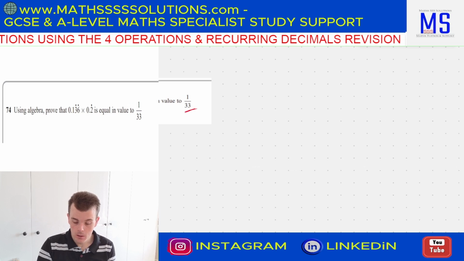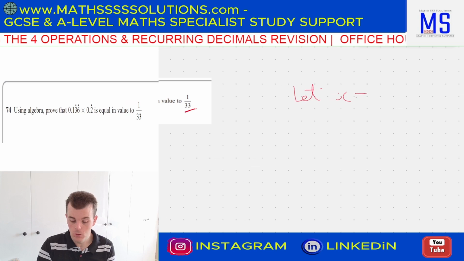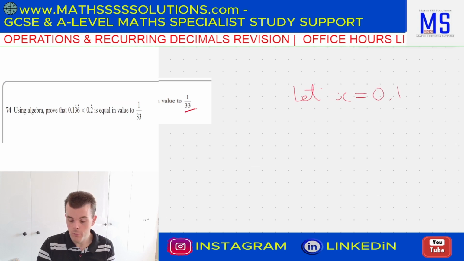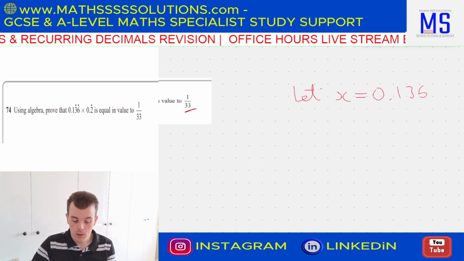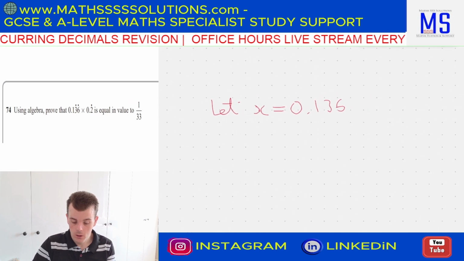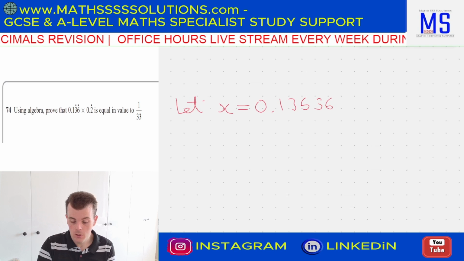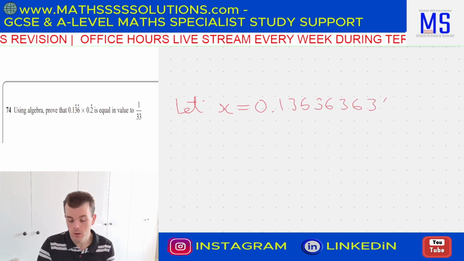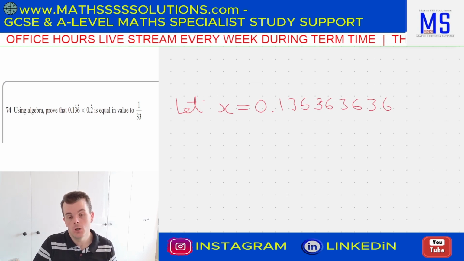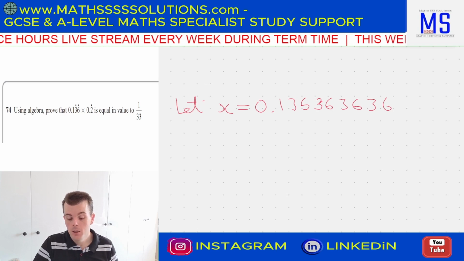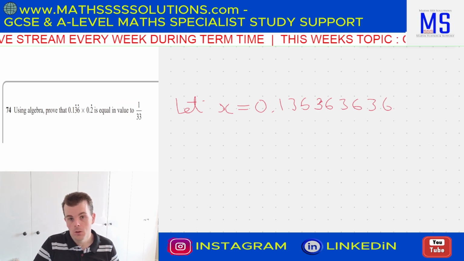So you let x equal 0.136, and notice the dots are above the 3 and the 6. That means it's only the 36, the 36, the 36 that is recurring, not the number 1. The dots are always put above the start of the recurring part and the end of the recurring part. They don't have to be put in between, but everything between the two dots is recurring.